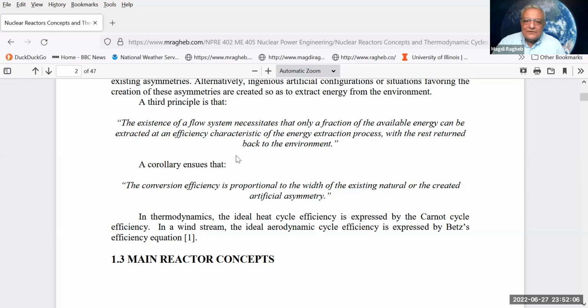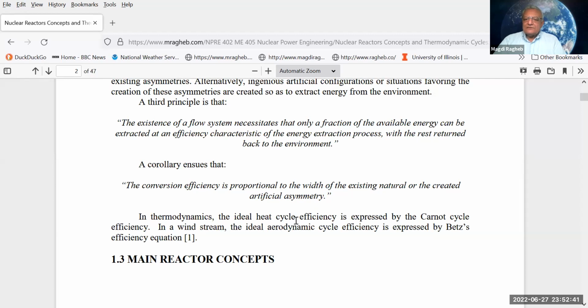So the corollary to that third principle of energy conversion is that the conversion efficiency is proportional to the width of the existing natural or the created artificial asymmetry. In thermodynamics, of course, or heat systems, the ideal heat cycle efficiency is expressed by the Carnot cycle efficiency. However, we are also extracting energy from an aerodynamic system, the wind stream. The ideal aerodynamic cycle efficiency is expressed by the Betz efficiency equation.